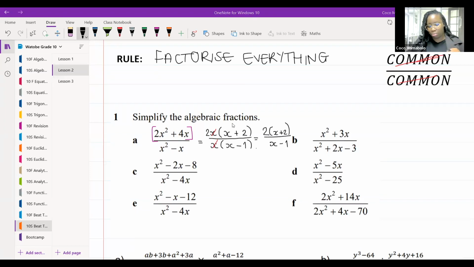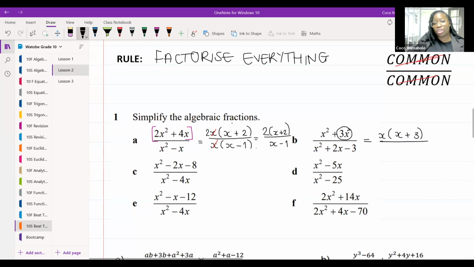Queen Bunny, don't go away. Let's look at the top of B over here. If we factorize the top at B, how would we factorize that? The x is common. Nothing can be divided into 3 besides 3 and 1. Okay, cool. So we'll take x out, and what will we have left? x plus 3. Good, x plus 3, excellent.